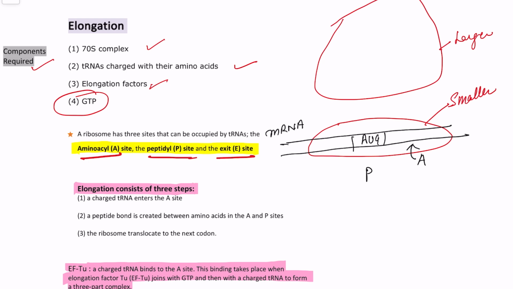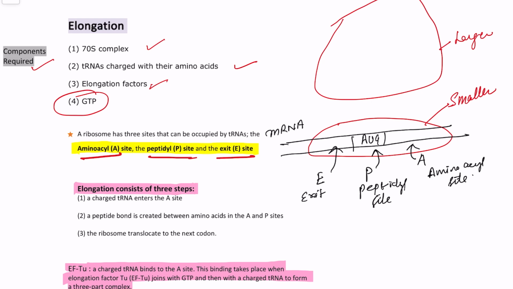Then comes the P site. P site corresponds to the initiation codon, and E is the exit site, right? This is the exit site, this is the peptidyl site, and this is the amino acid site, right? So the charged tRNA first binds to the A site, right? Then it recognizes the initiation codon and it starts the process of translation, right?